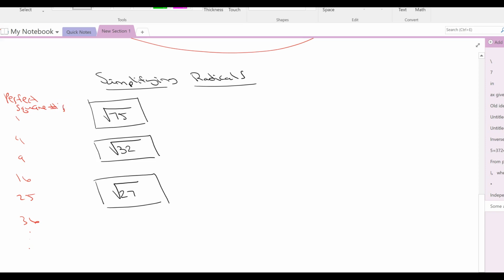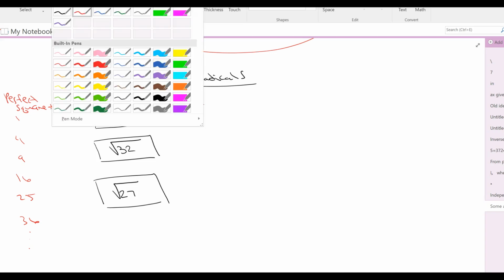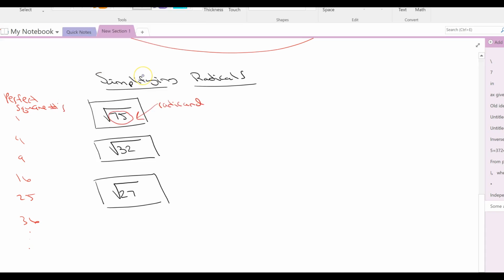Okay, so if I look at radical 75, or the square root of 75, it's helpful to ask yourself, is the radicand, and just some vocabulary, the radicand is that which is under the radical, okay? Is the radicand divisible by a perfect square number? And here you can see, hopefully fairly clearly, the answer is yes. Square root of 75 is definitely divisible by 25, and I can rewrite this as the square root of 3 times the square root of 25, which then becomes 5 times root 3.